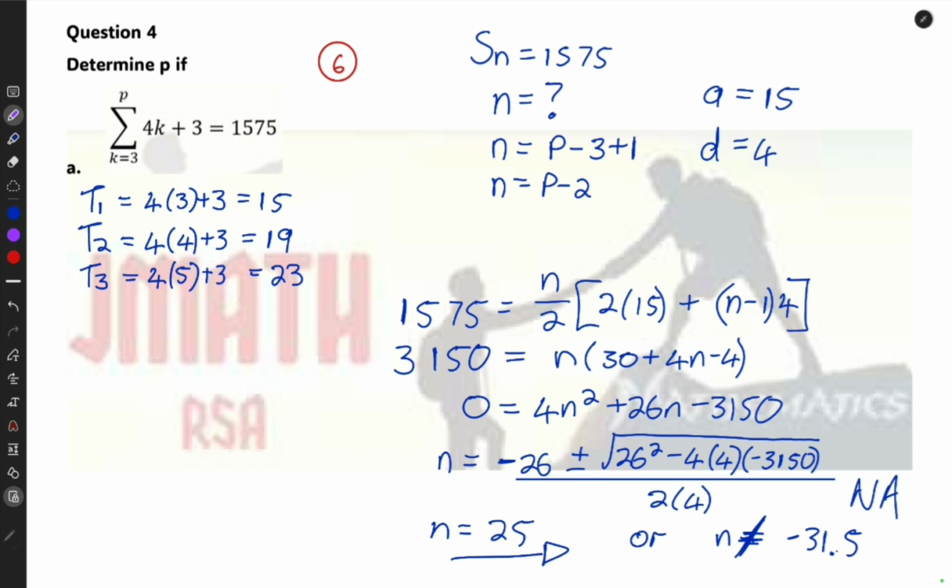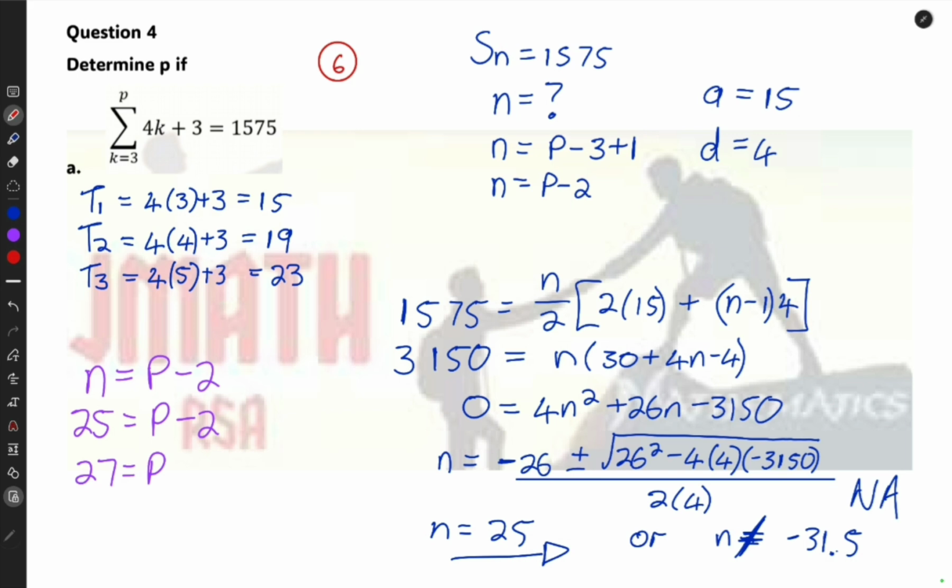The question was to work out what is p. So I can now use this formula that we got initially and say, I know n is 25, but n was the top minus the bottom plus 1. So therefore p was equal to 27. And now that's the final answer.